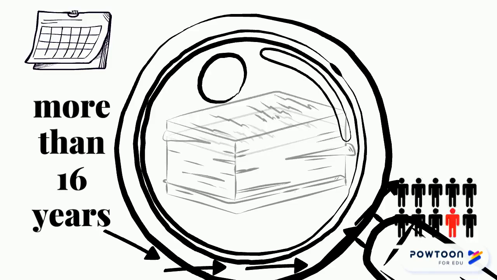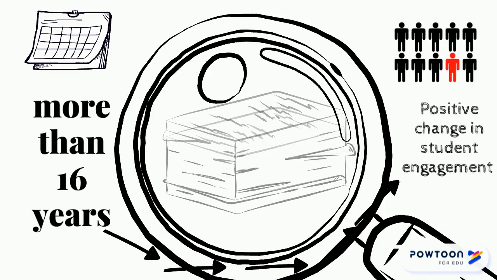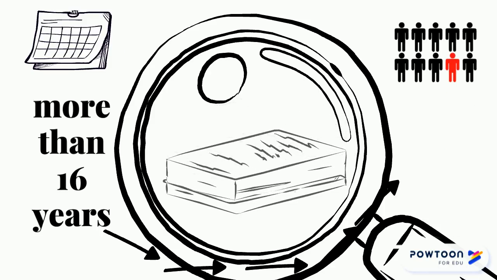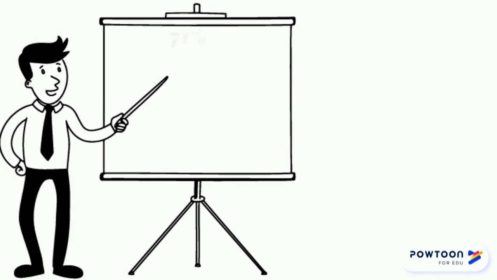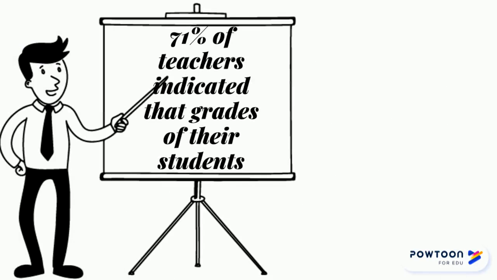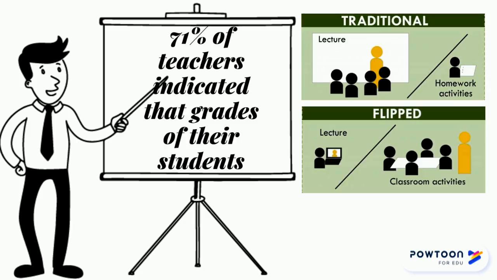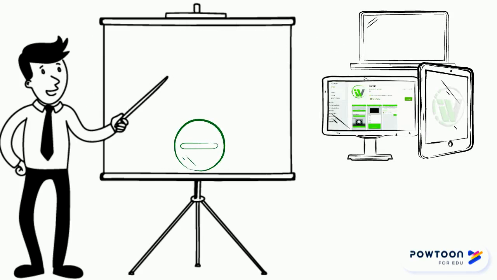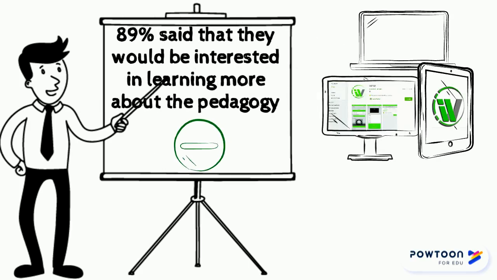9 out of 10 teachers noticed a positive change in student engagement since flipping their classroom, and this is up by 80% since 2012. 71% of teachers indicated that grades of their students have improved since implementing a flipped classroom strategy. And of the teachers who do not flip their classroom lessons, 89% said they would be interested in learning more about the pedagogy.